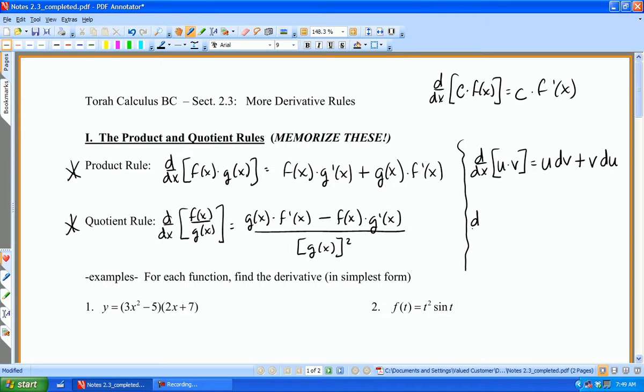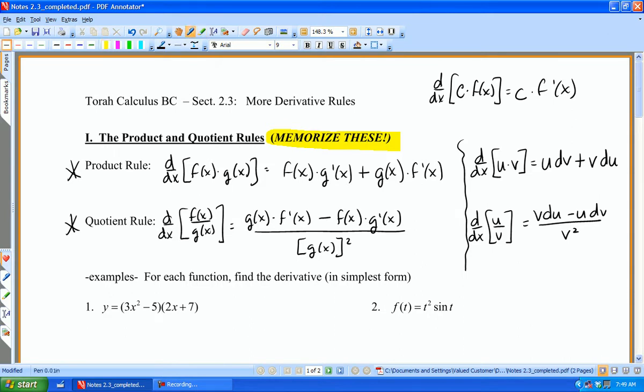Okay, again, it's kind of long to say with the f's and the g's, so we often say it instead with u's and v's, where u is the top and v is the bottom. It goes something like this: v du minus u dv over v squared. You need to memorize these, so I would suggest you kind of pause it and say them to yourself 2 or 3 or 4 times.